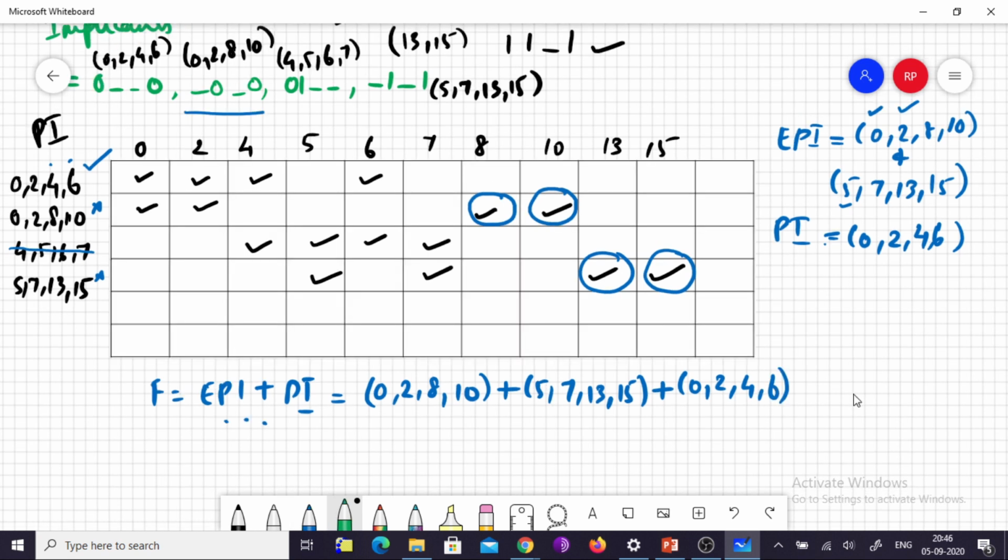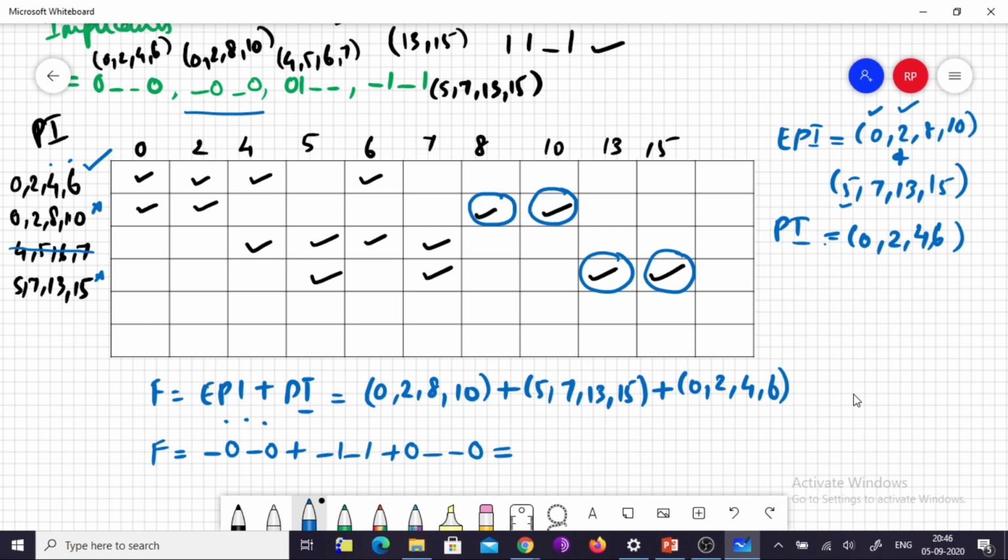So the final function can be formed with f is equal to 0, 2, 8, 10 can be replaced by the group version of it, which is dash 0 dash 0, plus 5, 7, 13, 15 is replaced by dash 1 dash 1, plus 0, 2, 4, 6 is replaced by 0 dash dash 0. This can be further replaced by the input variables. So every element here corresponds to the input variable w, x, y, z.